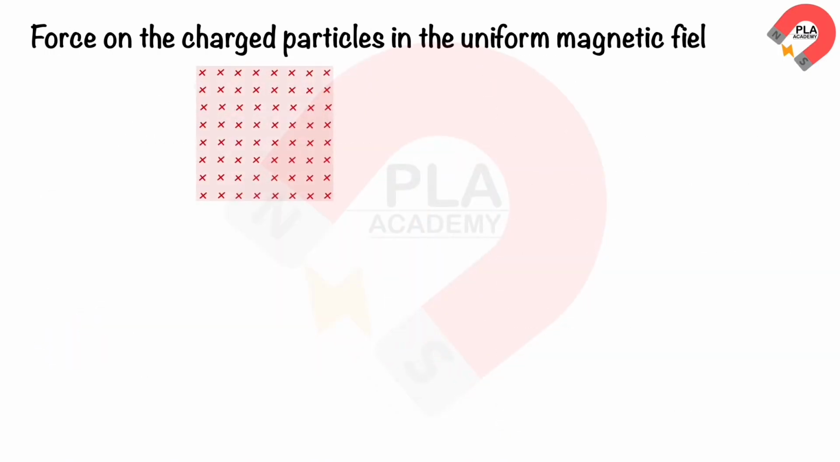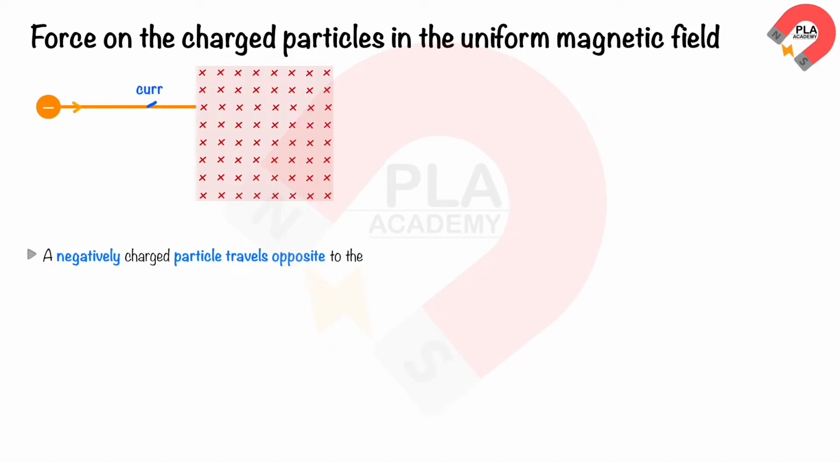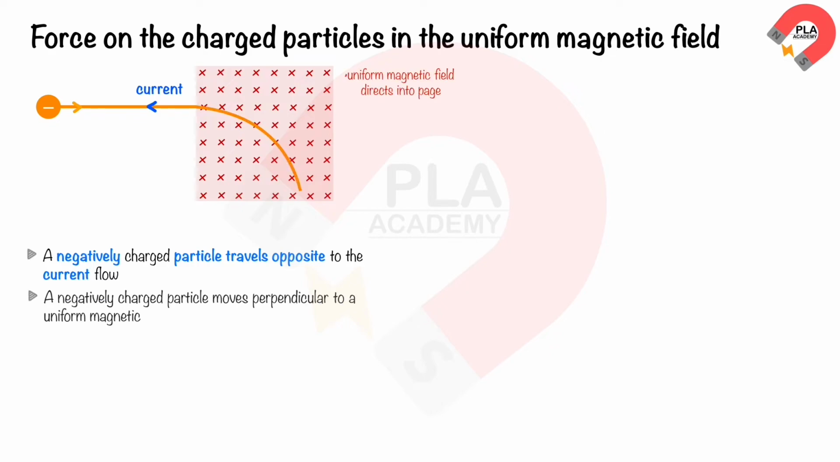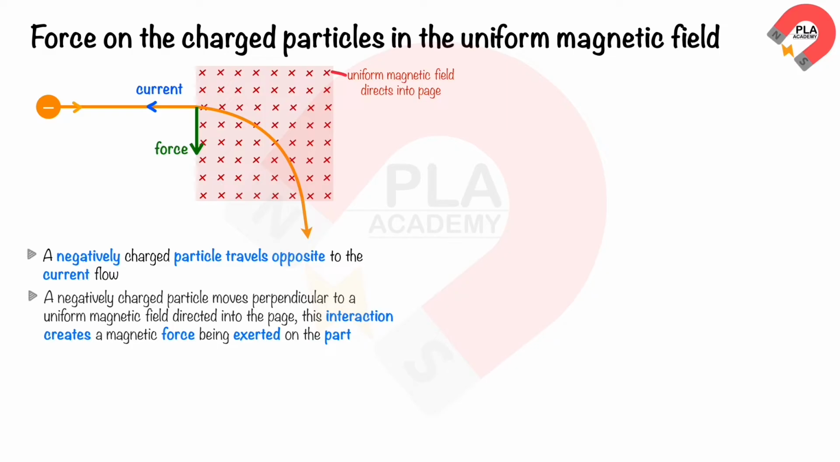Force on the moving charged particles in the magnetic field. When a negatively charged particle travels opposite to the current flow, it interacts perpendicularly with a uniform magnetic field directed into the page. This interaction creates a magnetic force being exerted on the particle, directed downward and perpendicular to its motion.